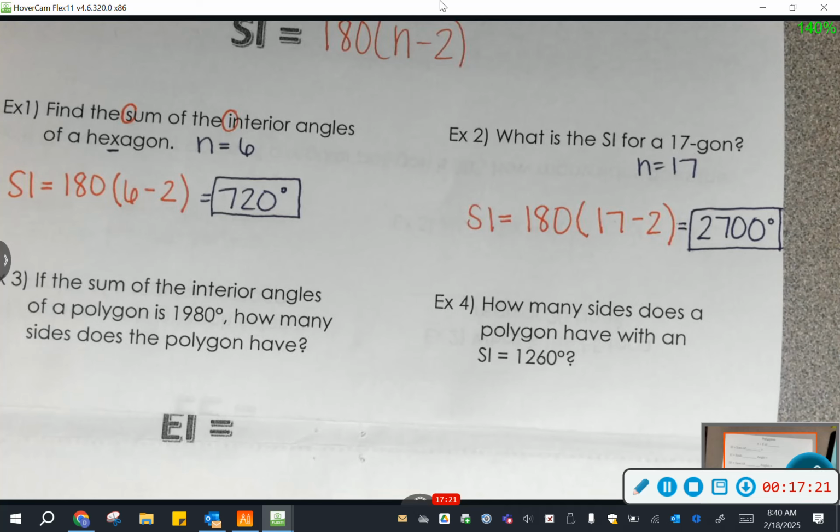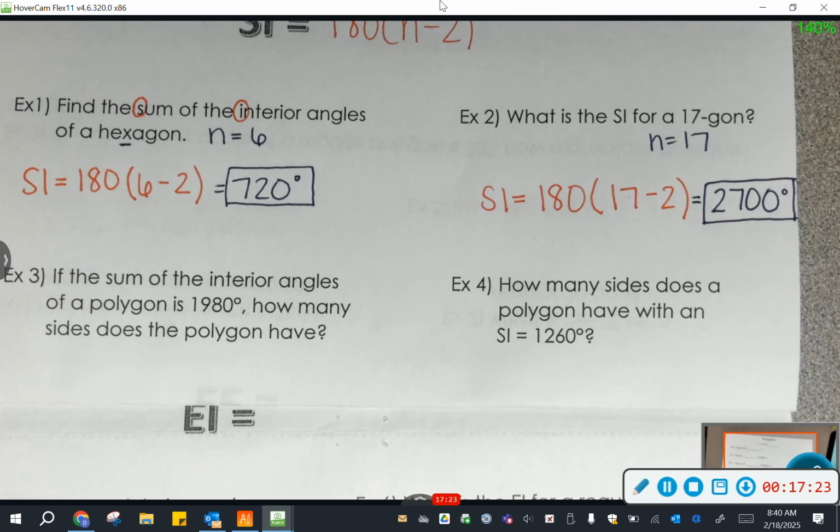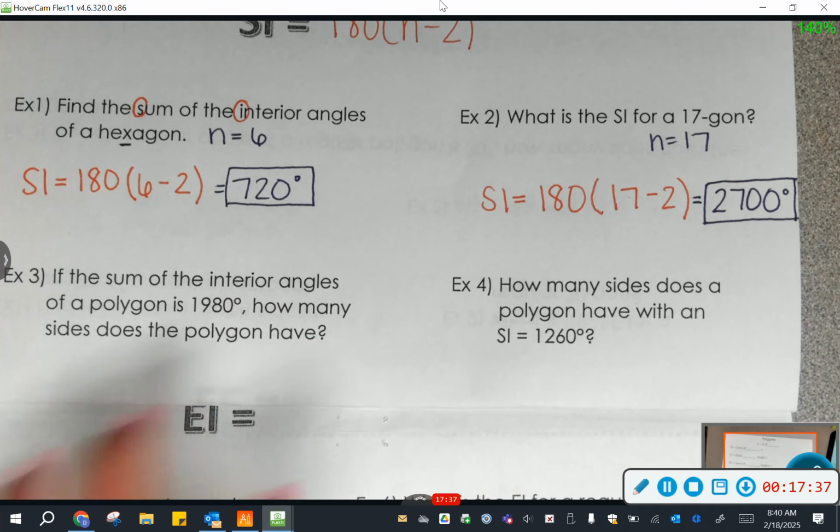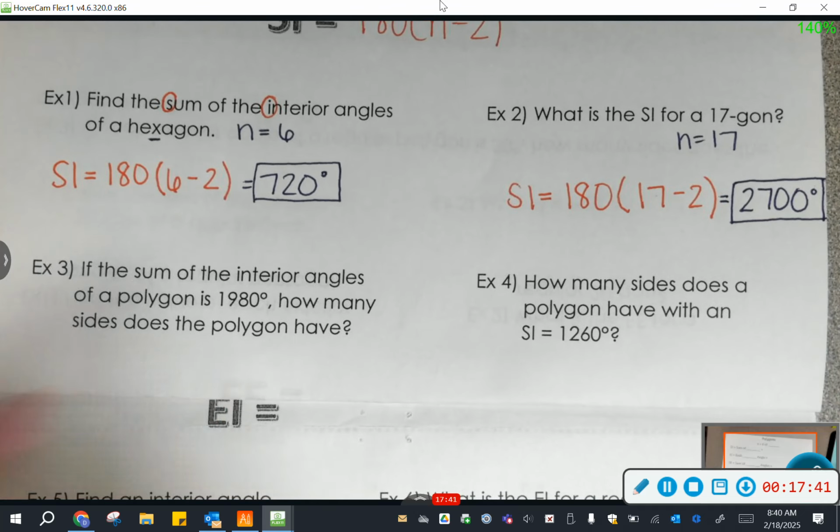Yes, ma'am. Alright. Now, y'all, super basic, right? Do you have to memorize this formula? No. Can you do this on your test and your quiz? Yes. You're just plugging in. However, you are going to have to work backwards as well.